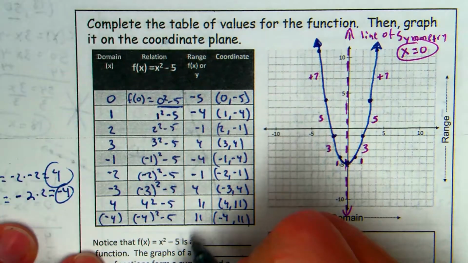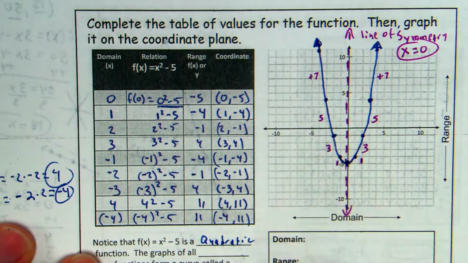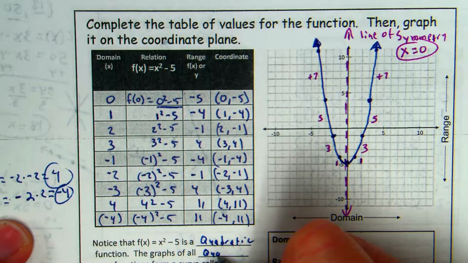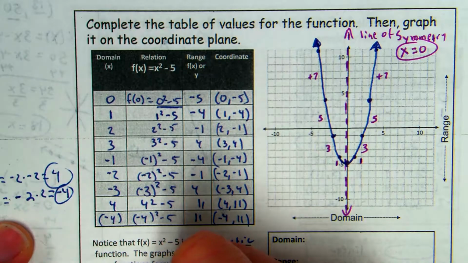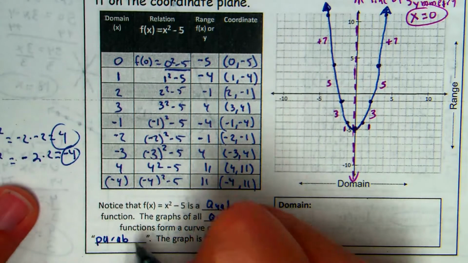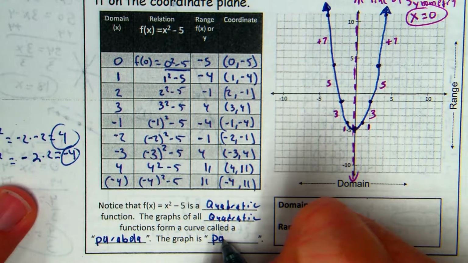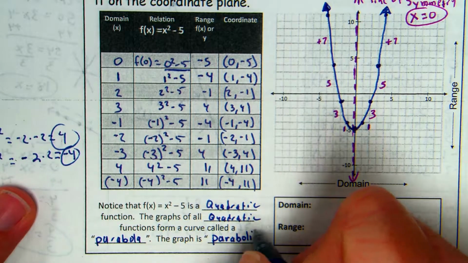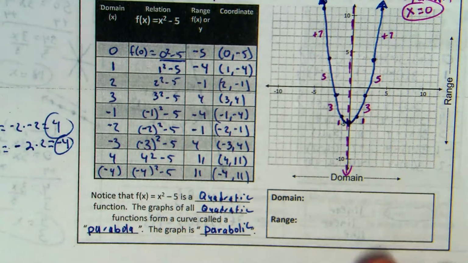I did just say what this is. This is a quadratic function. The graphs of all quadratic functions will look like this. They will all make parabolas. Or in adjective form, we would say they would be parabolic. Parabolas and parabolic. Every quadratic function is going to make this same basic shape.